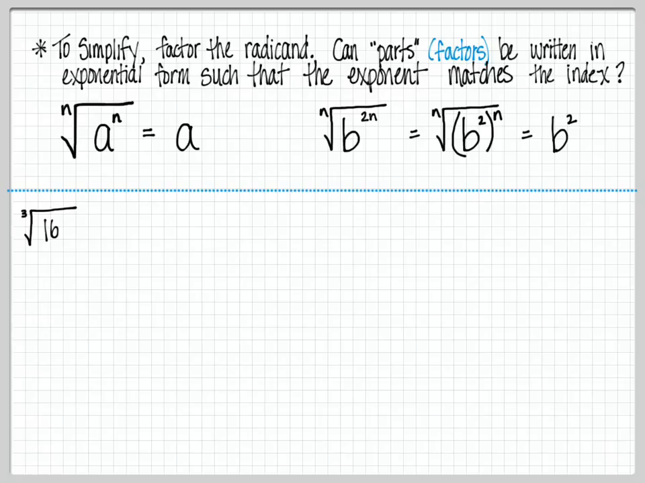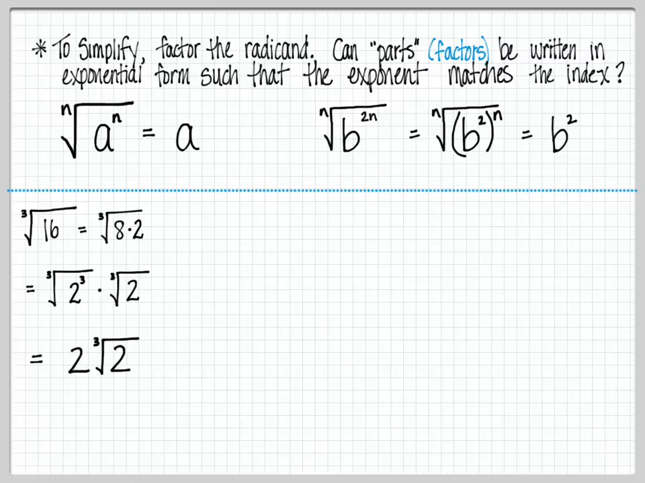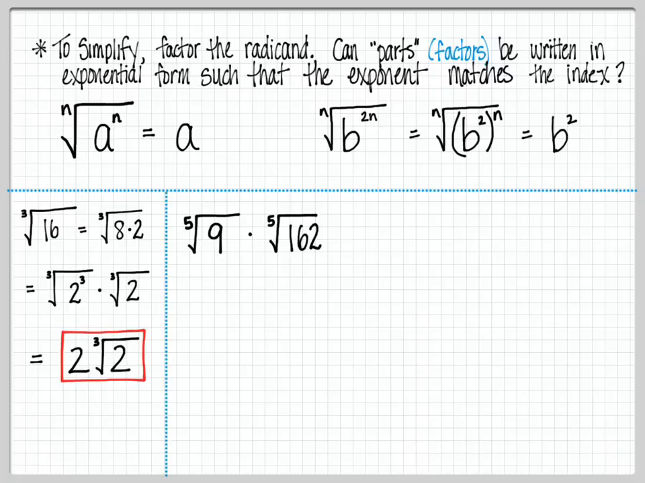So here we're going to simplify the cube root of 16. Well, we break it up so that we can think of factors that could be written to the third degree. And so we break up 16 to 8 times 2 because 8 can be written as 2 cubed. And so we have the cube root of 2 cubed times the cube root of 2, and that simplifies to 2 cube root of 2, which is our final answer.